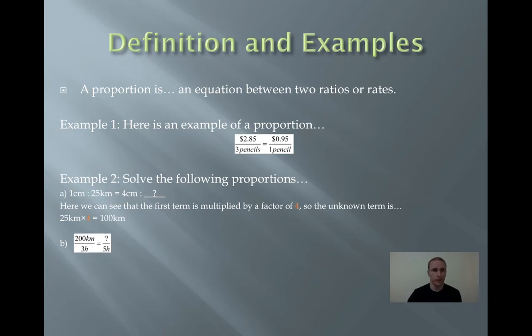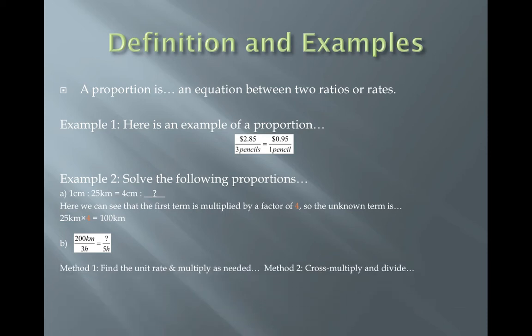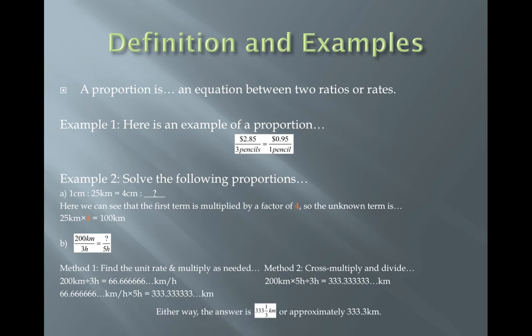Part B, 200 kilometers over 3 hours is equal to how many kilometers over 5 hours? So there are two methods we could use here. One is to find the unit rate and multiply as needed. The second method is to cross multiply and divide. So you'll see either way you get the same answer. Let's take a look at the steps.